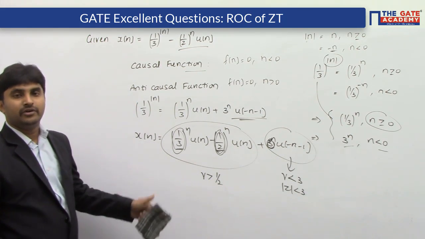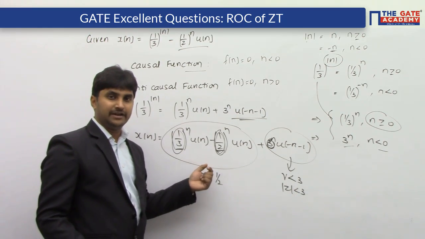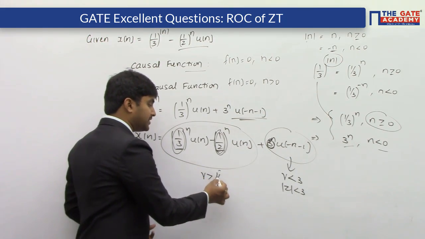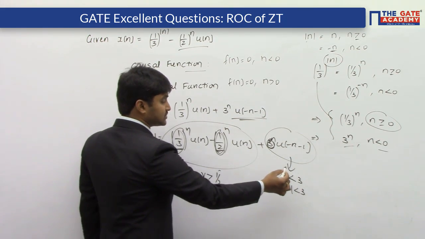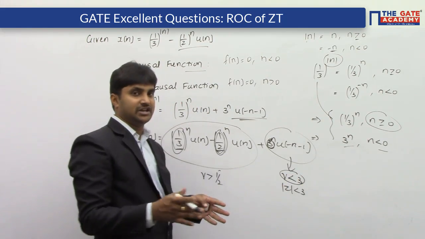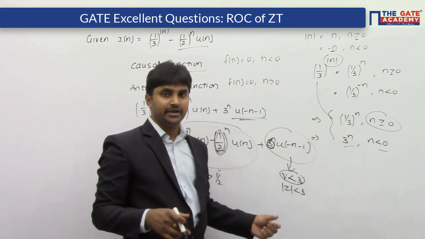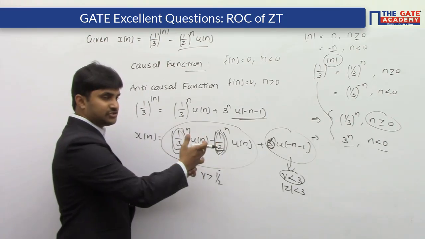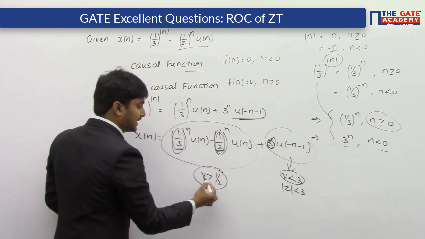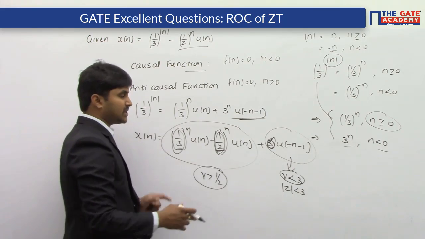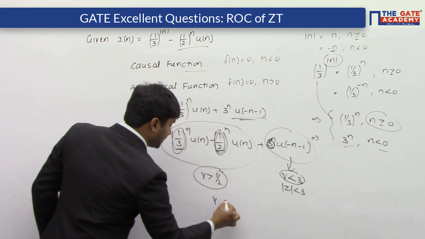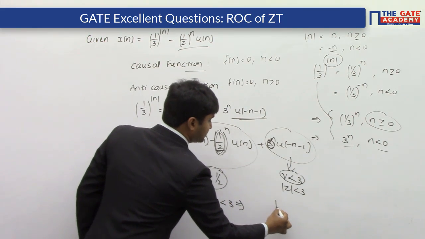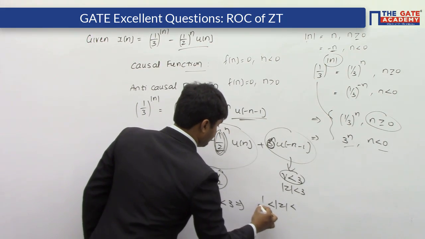In the case of a causal part, the ROC is going to be outwards in nature, written as r greater than, bounded by the outermost of the poles. Whereas in the case of an anti-causal part, it is going to be inwards in nature. When you have inwards, it is r less than. When it is outwards, it is r greater than. So now for the combination of both of them, the intersection of the ROCs, r greater than 1/2 and r less than 3, is nothing but r in between 1/2 and 3, which implies that |z| is between 1/2 and 3.